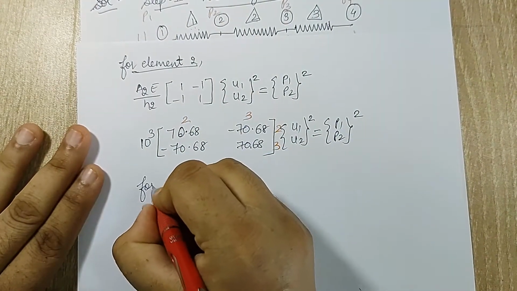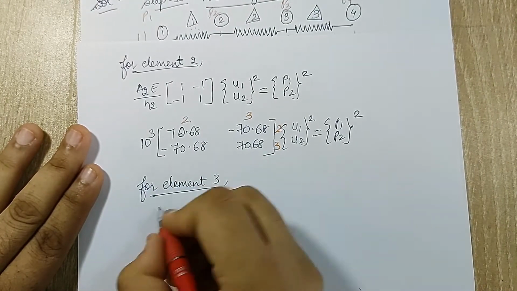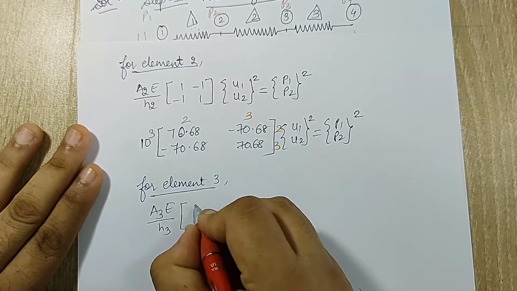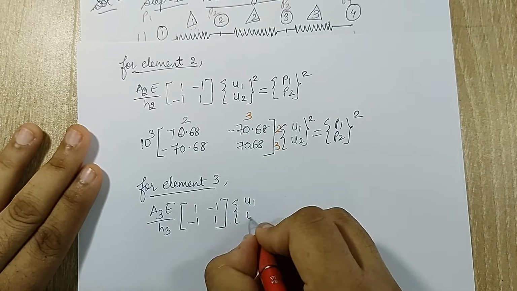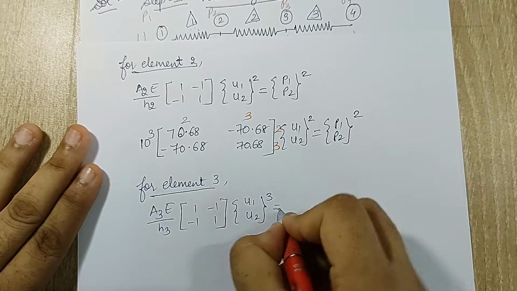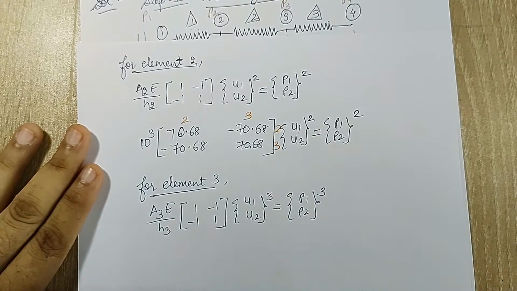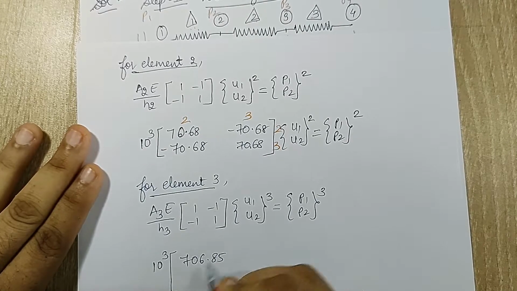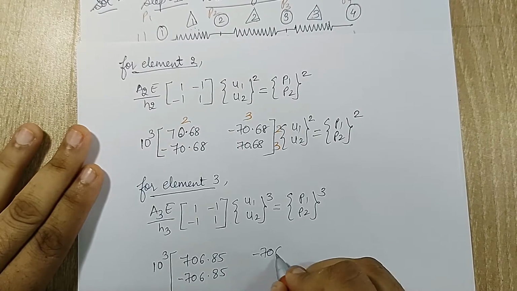Last I'll write down for element 3. I have A3 E upon L3, [1 -1; -1 1], u1 u2 raised to 3 is equal to p1 p2 raised to 3. When I solve this, I get a 10 raised to 3 common again, and the value is 706.85. When I multiply, I will get this kind of a matrix.